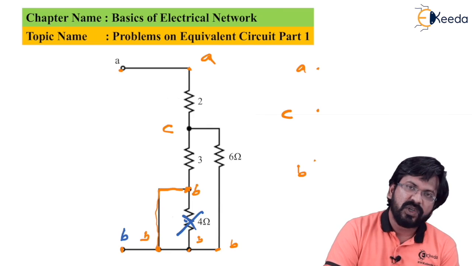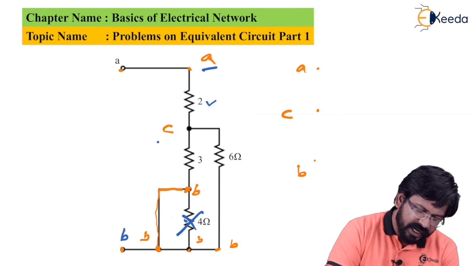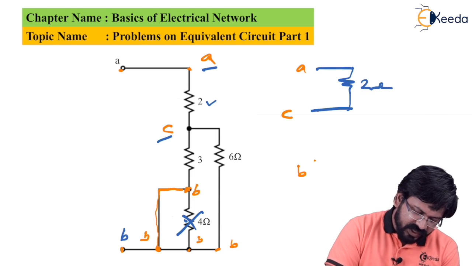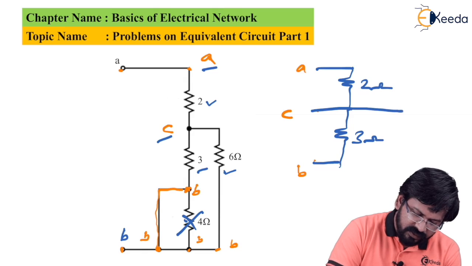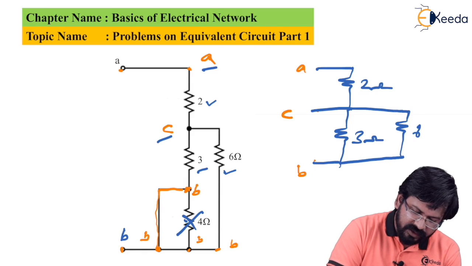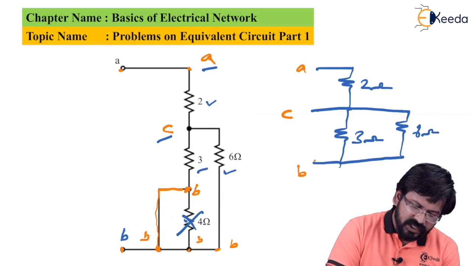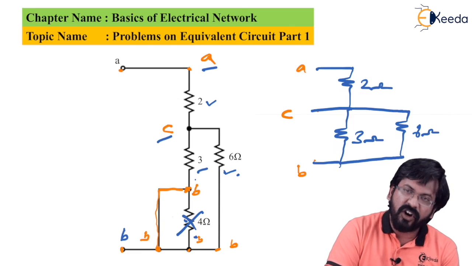As you can see, there is a 2 ohms resistance connected between A and C. Observe, this 2 ohms connected between A and C. So I'll draw that 2 ohms now. Next, 3 ohms is connected between B and C. After that, 6 ohms is connected between B and C. So 2 ohms is drawn, 3 ohms is drawn, 6 ohms is also drawn. The 4 ohms is already redundant, so we need not consider that.